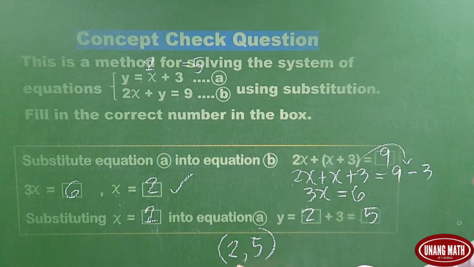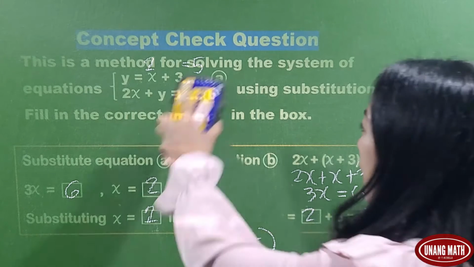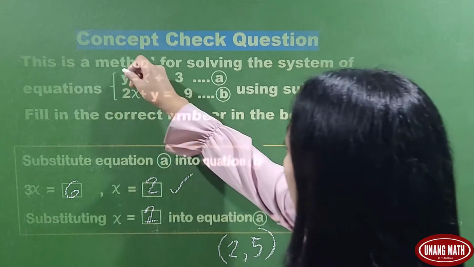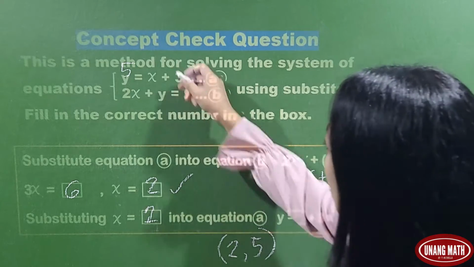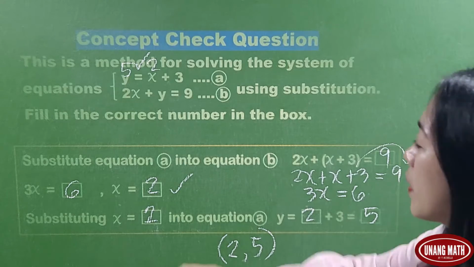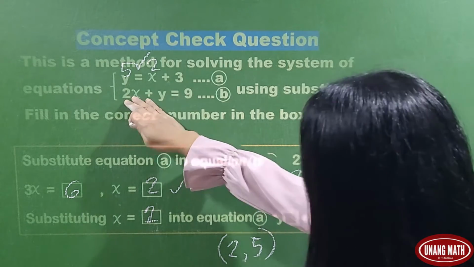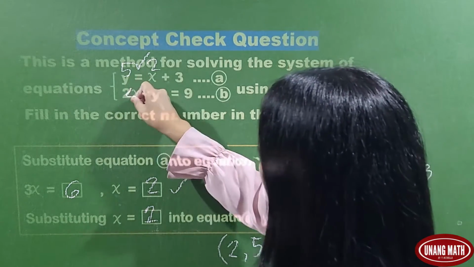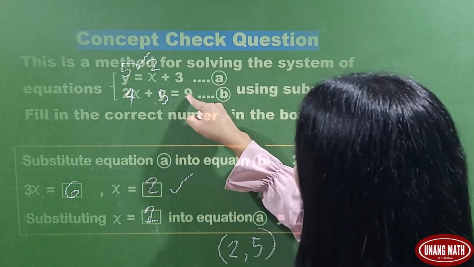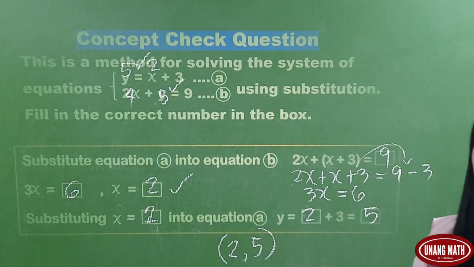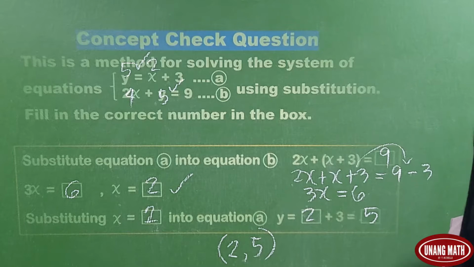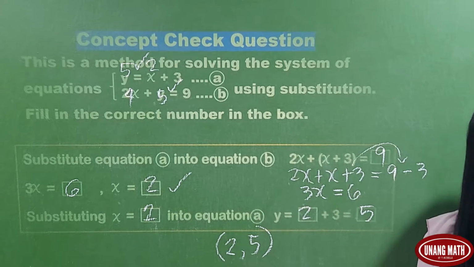Okay, let's check if these values are correct. Let's go back to our equations. y is 5, x is 2. So 2 plus 3 is equal to 5. So this is correct. What about 2x plus y is equal to 9? x is 2, so 2 times 2 is 4. y is 5. So we have 4 plus 5, that's equal to 9. So this is correct. So (2, 5) is the solution to this system of equations.